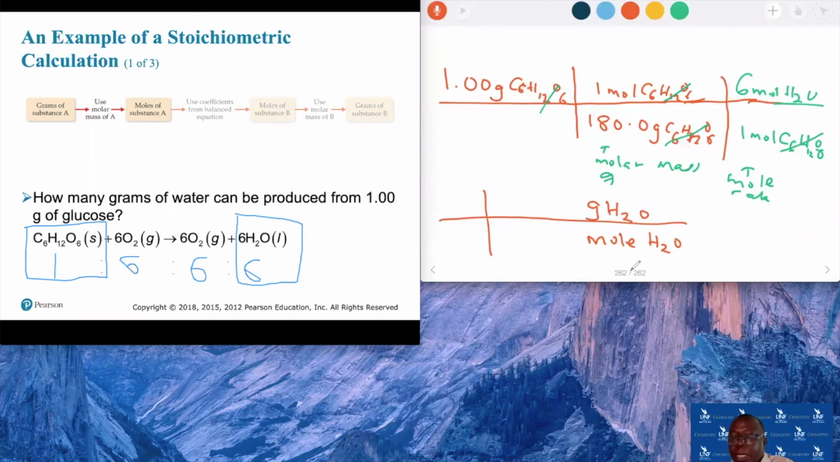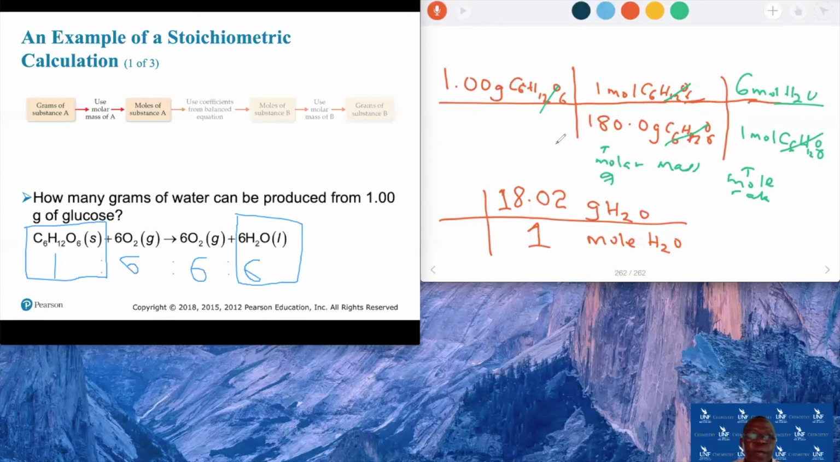From the periodic table, the molar mass of H2O turns out to be 18.02. If you're not given it, you will have to use the periodic table. This is what I'll put in for the molar mass of H2O, and this is going to be 1 mole.